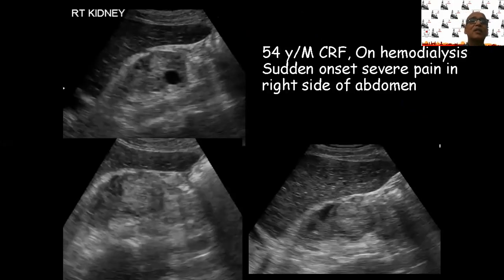A miscellaneous condition: this patient presented on hemodialysis with severe right-sided pain. Here you find that the kidney is hyperechoic and the normal texture is gone. Here you find a hyperechoic appearance in the lower pole of the kidney on the right side. This is the liver.